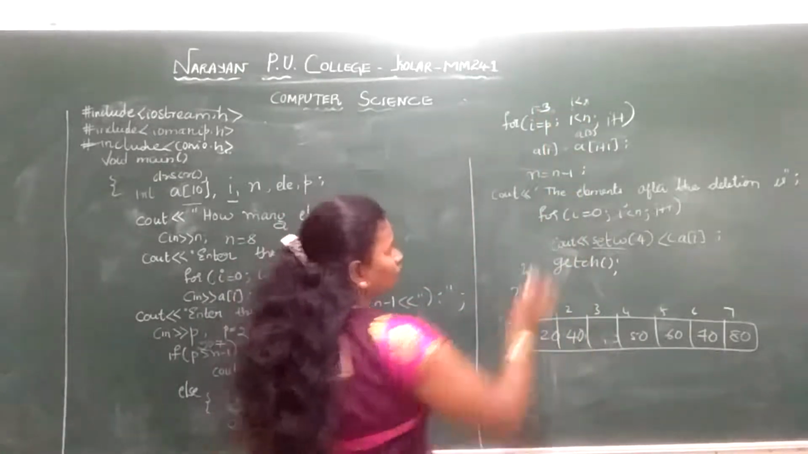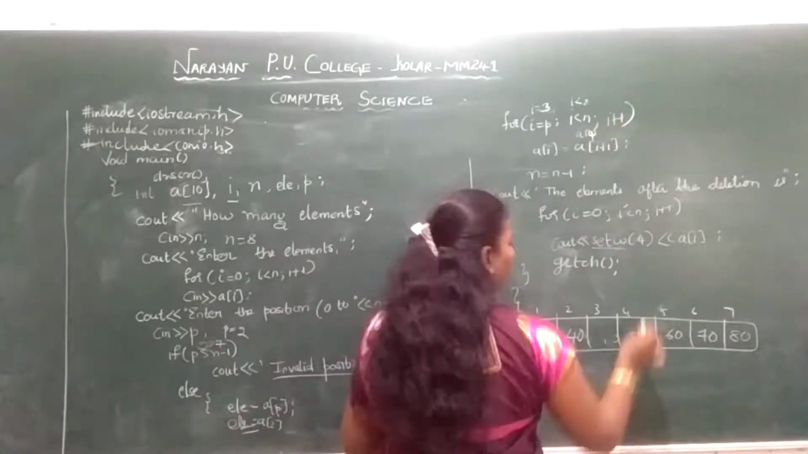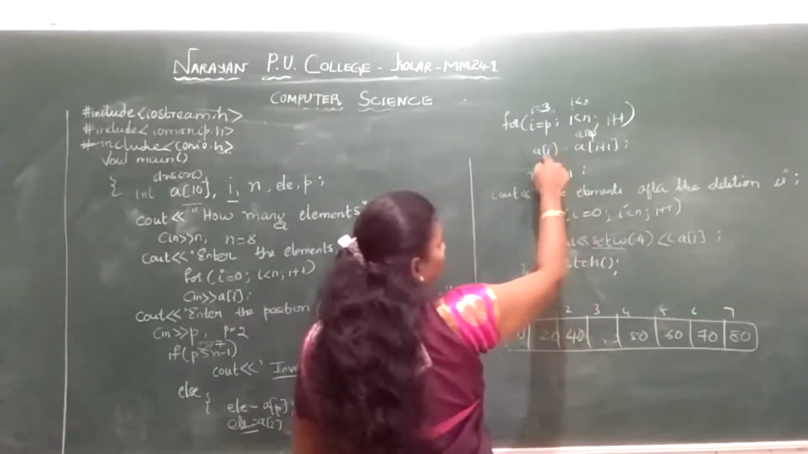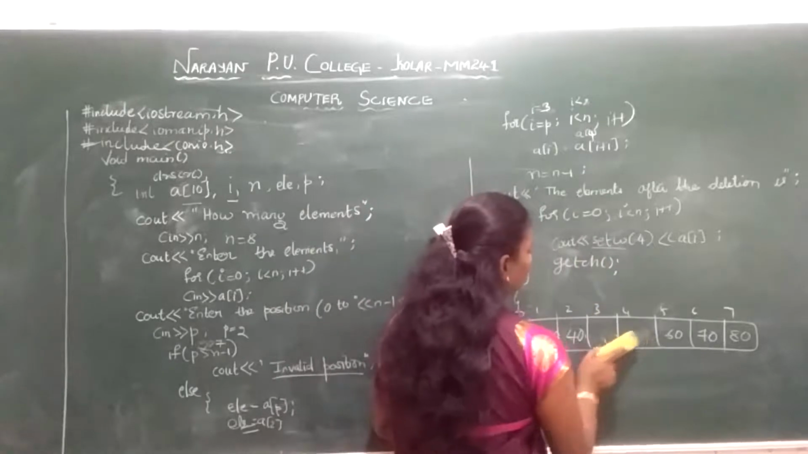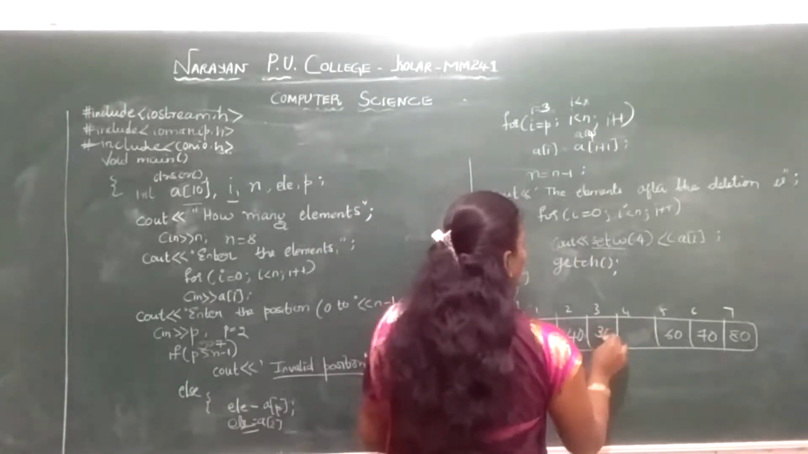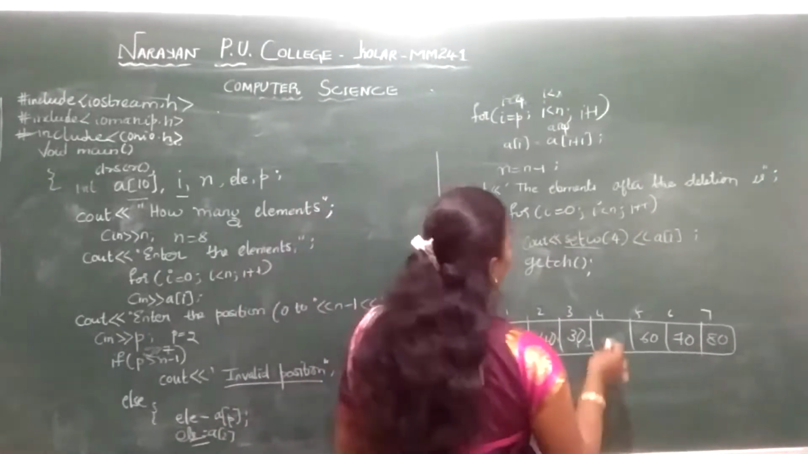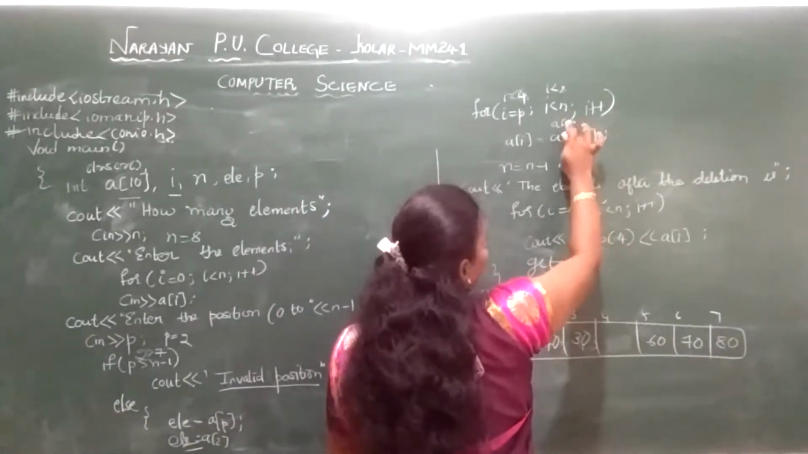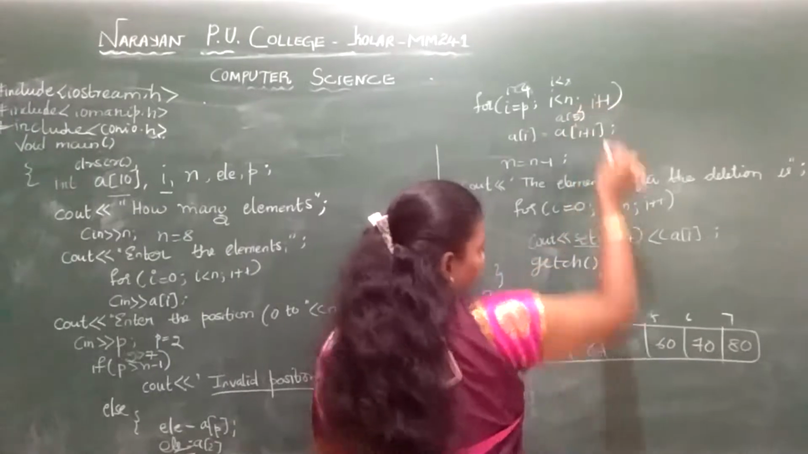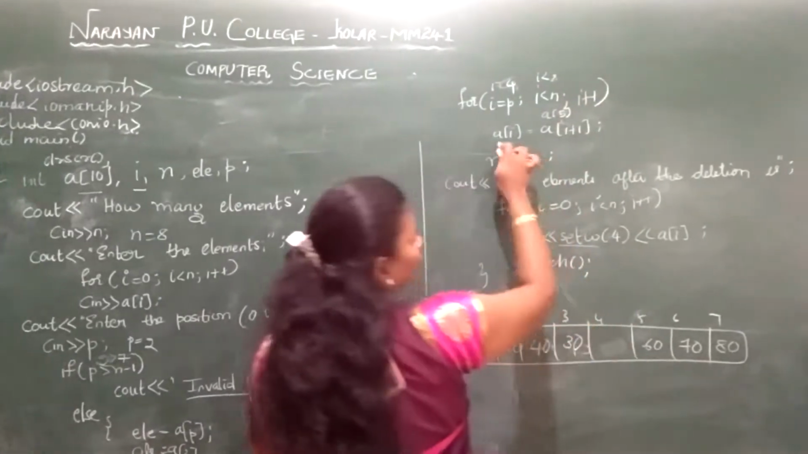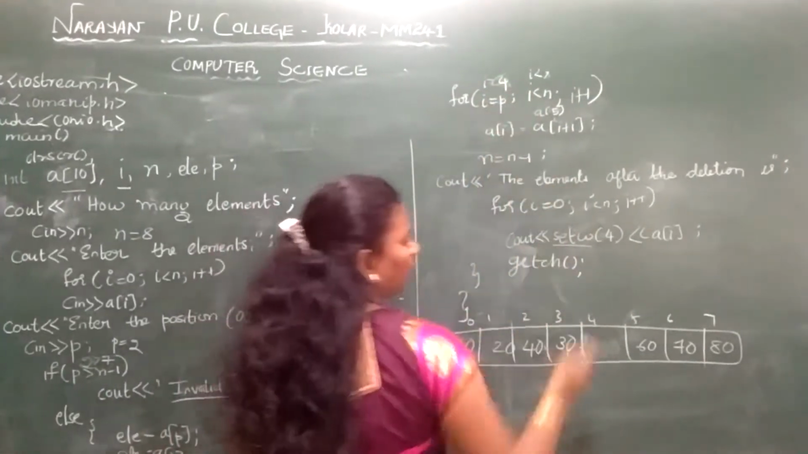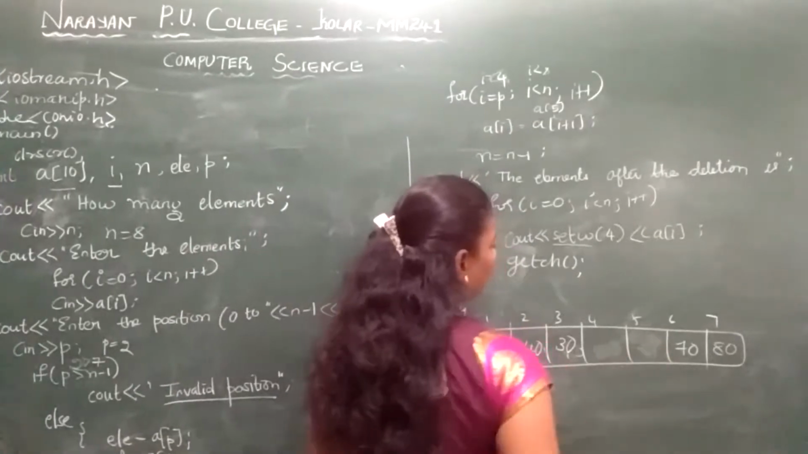So what is 3 plus 1? 4. What is there in a of 4? 50. 50 is moved to a of 3. Again, the i value gets incremented to 4. So a of i plus 1 is 4 plus 1, 5. What is there in a of 5? 60. Now 60 is moved to a of 4.